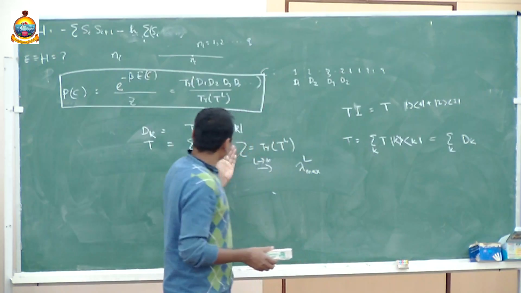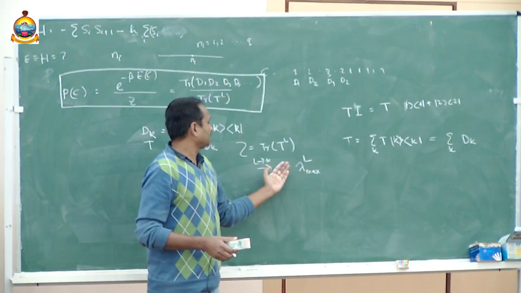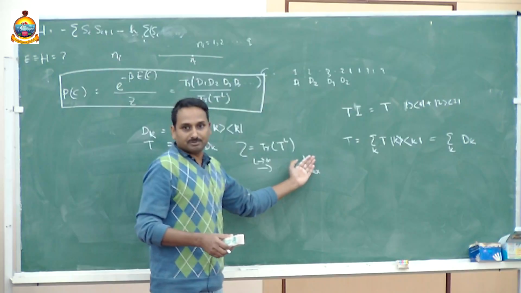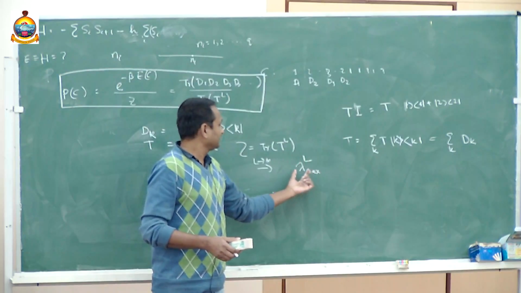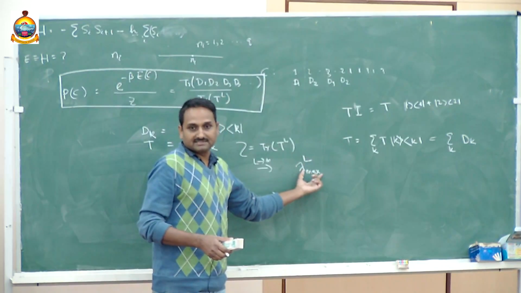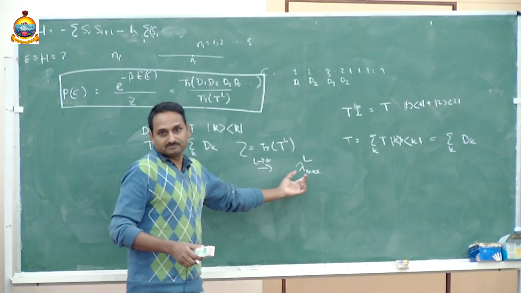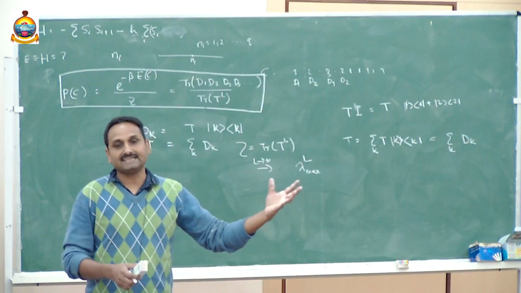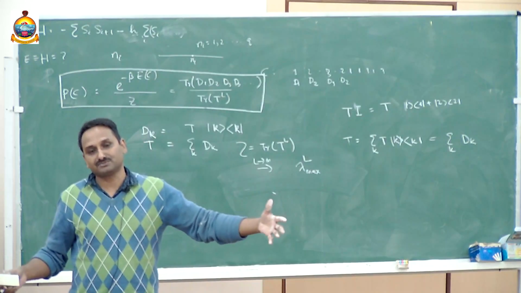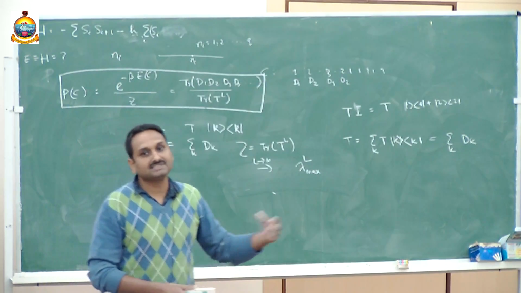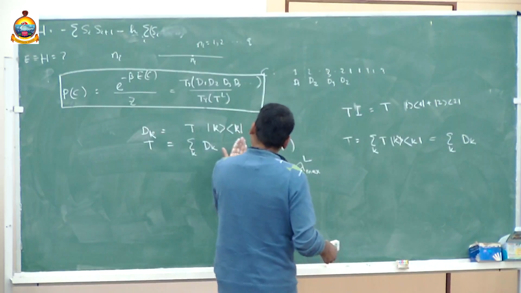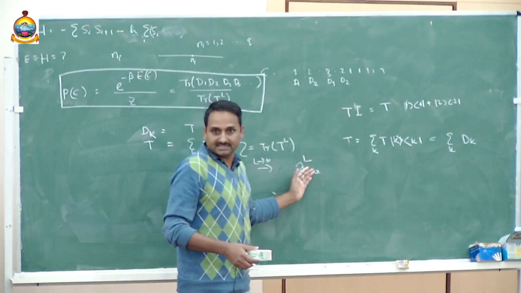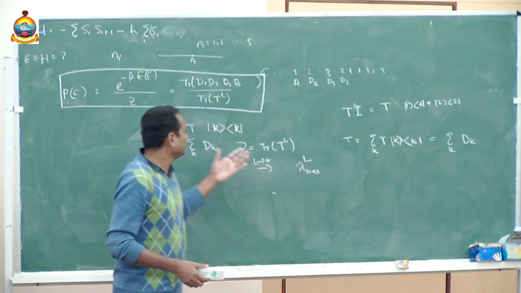And log of Z is log of lambda max to the power L, which is L times log of lambda max. So this is proportional to the volume. This is the quantity which you call the free energy. It's like energy: if you double the system size, the energy will be doubled. So log of Z is just the free energy.